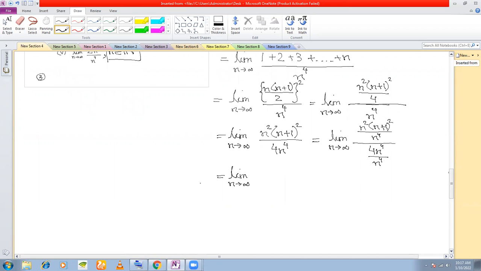So now in the numerator, what happens? First of all, n square cancels from here and this power cancels to 2. And you simply have a 4, right? So now you have limit n tends to infinity. You can write this as (n plus 1) whole square divided by 4n square, right?